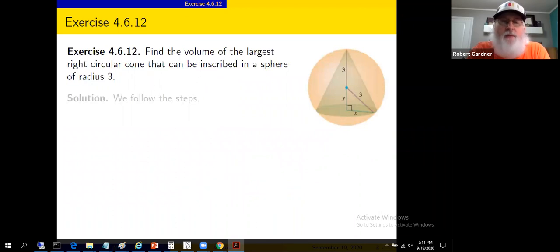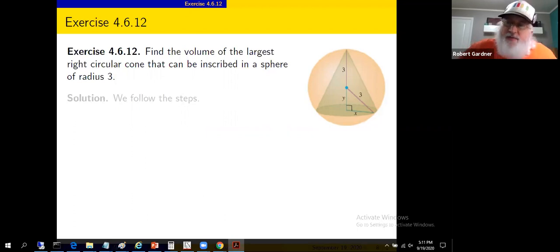Here's another one that's a little bit more involved. This is exercise 12. It says, find the volume of the largest right circular cone that can be inscribed in a sphere of radius 3. And they drew a picture for us. A totally standard calculus 1 max min problem.